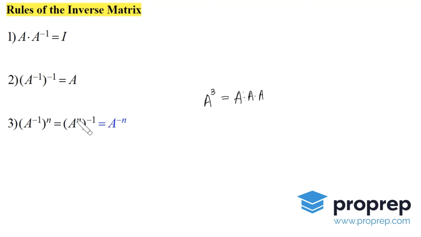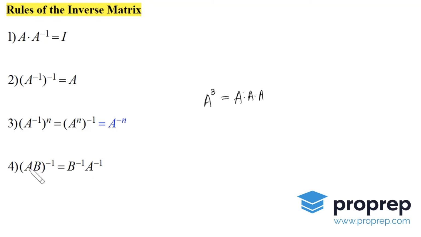Turns out it doesn't matter if you first take the inverse and then raise to a power, or raise to a power and take an inverse. In both cases it's the same thing, and we call it A to the minus n. This rule kind of reminds me of the transpose, because there also we had an inversion.